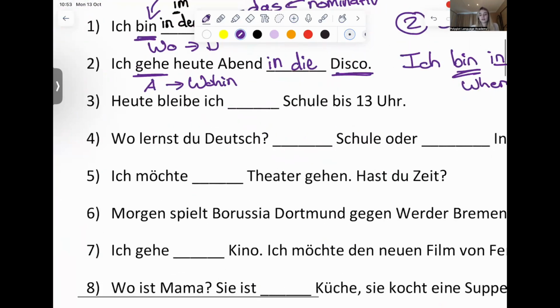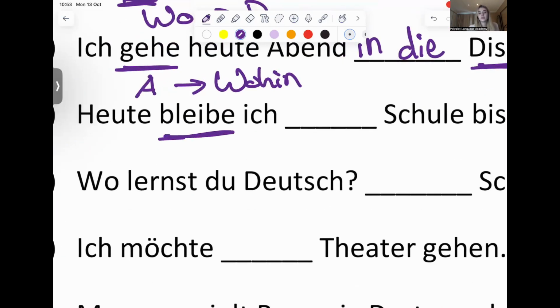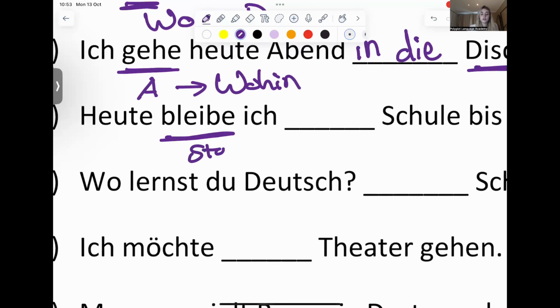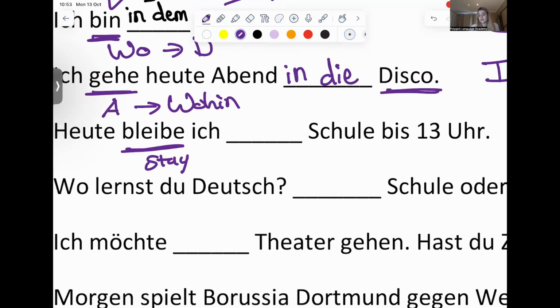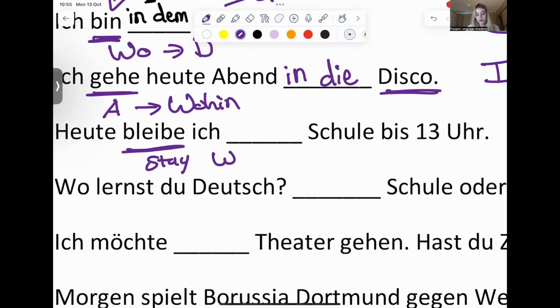Okay. Heute bleibe ich Schule bis 13 Uhr. Okay, bleibe. What does bleibe mean? So here we also have to know what the verbs mean. Bleibe means to stay. So today I'm staying at school until 1 o'clock. So to stay somewhere does not imply movement. So if there's no movement, then we're saying where you are, which is dative.